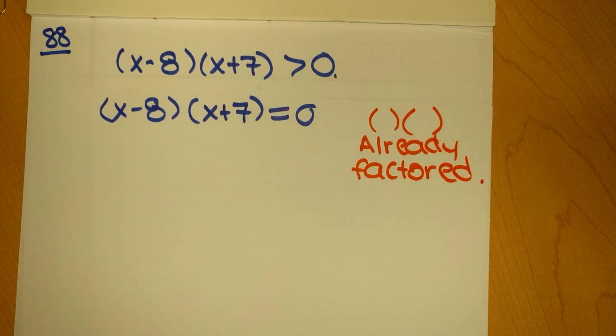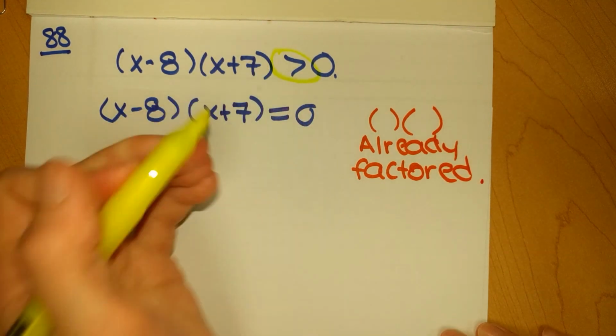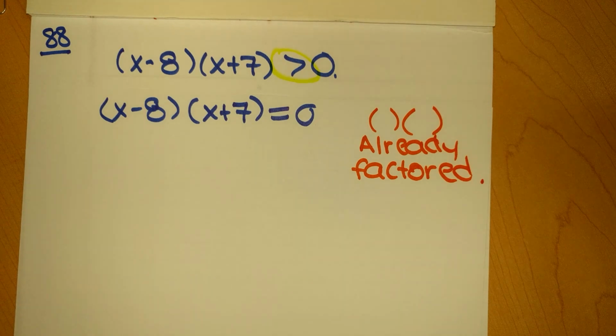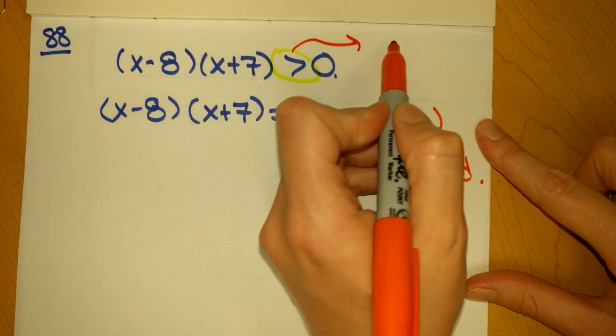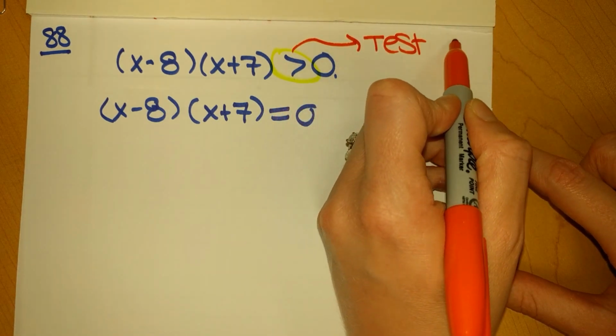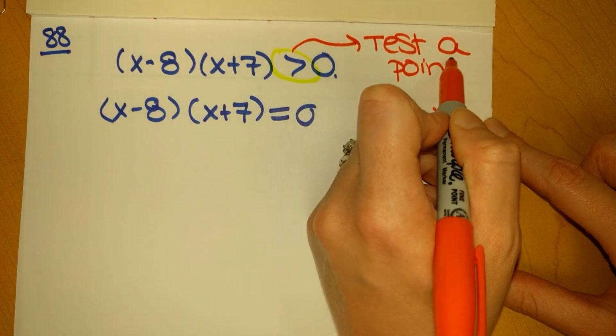Now, the fact that we have a greater than is going to change things a little bit, because now instead of just setting it equal to 0, this greater than means that we are going to have to test a point on each of the intervals.